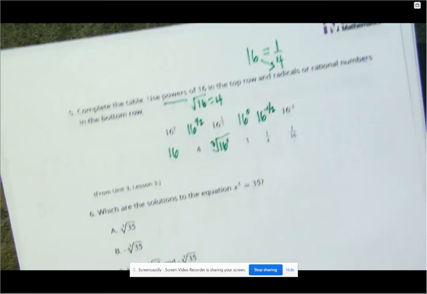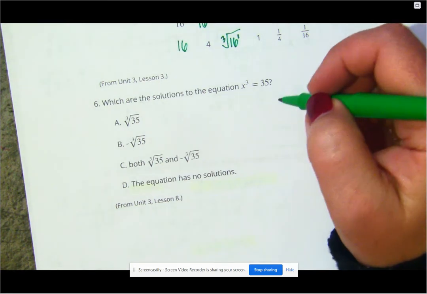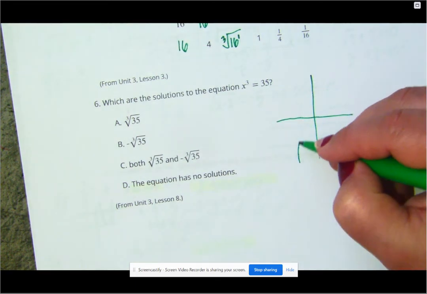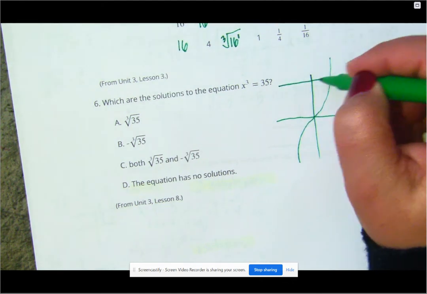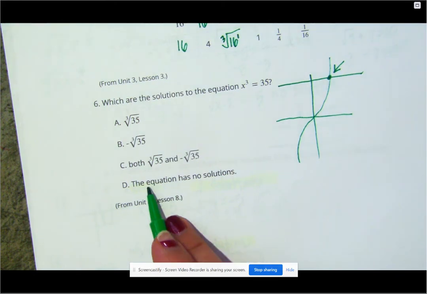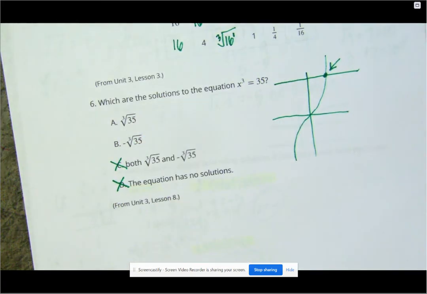All right, last one, number 6. Which are the solutions to x cubed equals 35? Well, hopefully you remember from a minute ago, we were talking, I think, number 3. Cube roots have exactly one solution. Okay, and I mean, if you wanted, let's think about a picture of this first. The cube root of x looks something like this, and 35 is way up here. So clearly it's only got one answer. So D is wrong. And this says 2 answers. No, it's only got one answer.